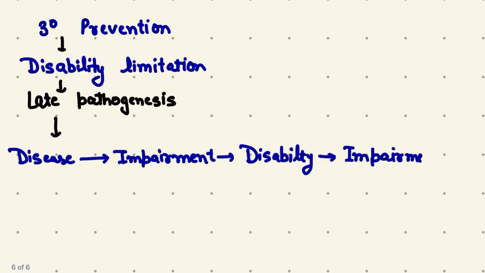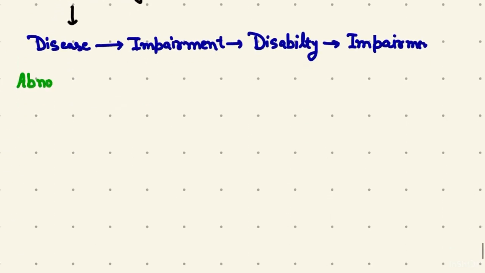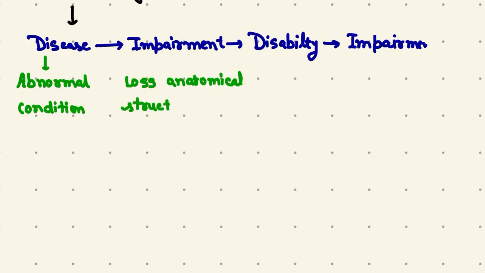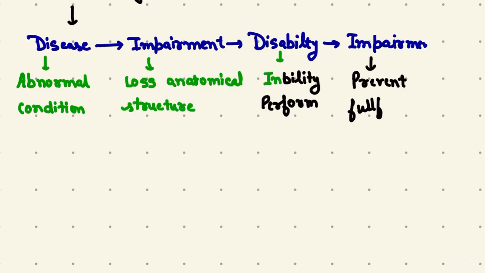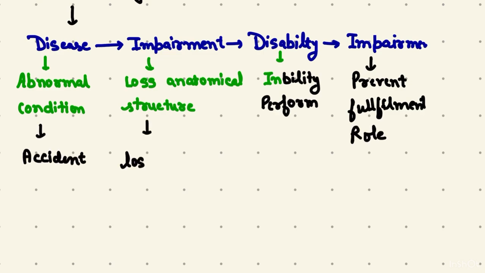Disability leads to impairment. Disease means abnormal condition. Impairment means loss of anatomical structure. Disability means inability to perform. Handicap means preventing the fulfillment of role. डिजीज का एग्जाम्पल एक्सीडेंट है, इम्पेयरमेंट का फुट लॉस, डिसेबिलिटी का कांट वॉक एंड handicap.